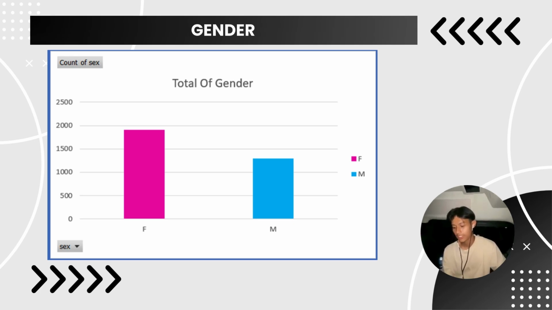For the first, I want to represent the gender of student alcohol consumption. As we can see here, the pink one represents F, which means female, and the blue one is M, which represents male. We can see that the total for student alcohol consumption is over 2,500 for female, and for male it ranges between 1,000 and 1,500. So let's move to the next chart.